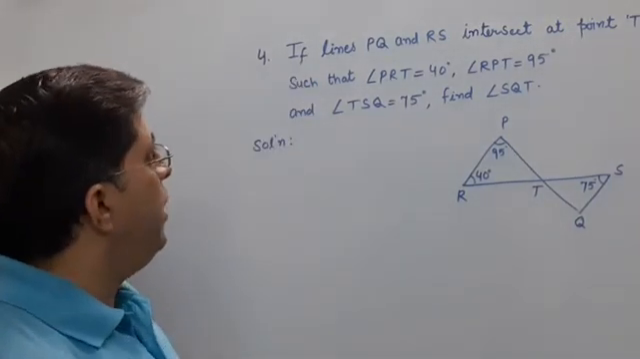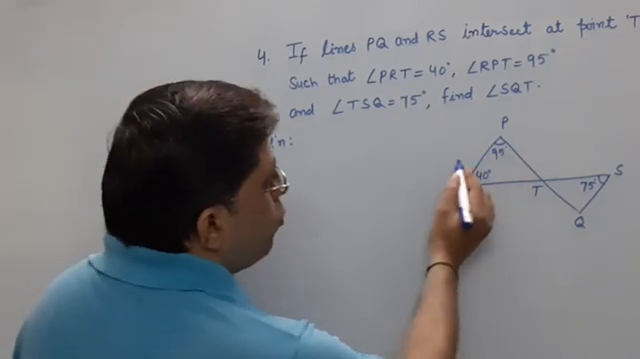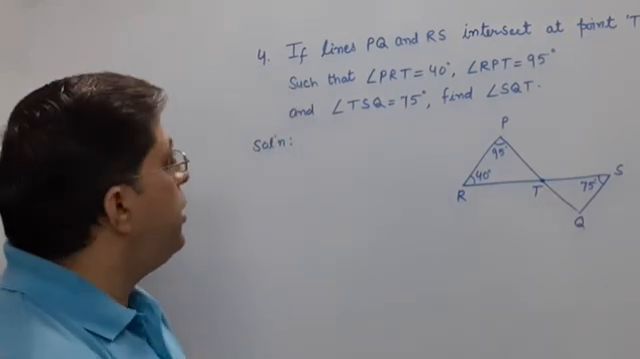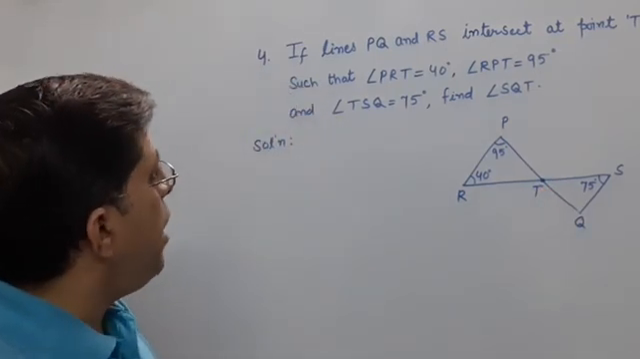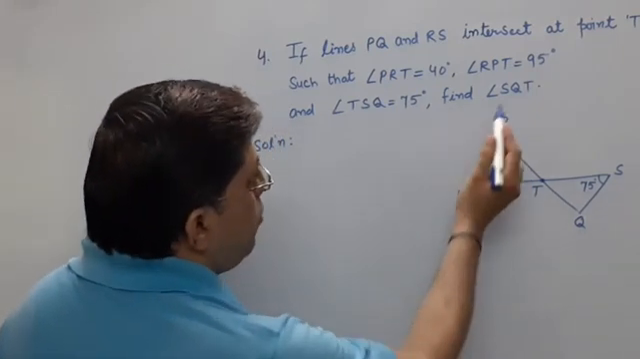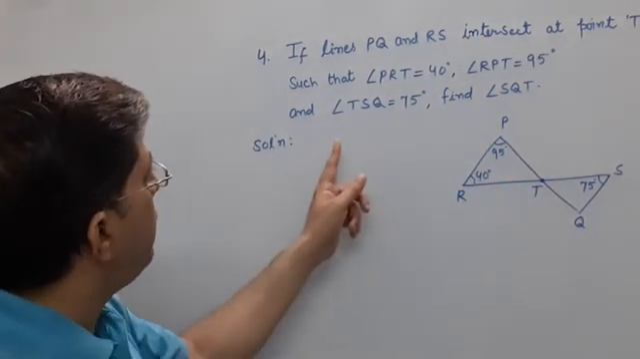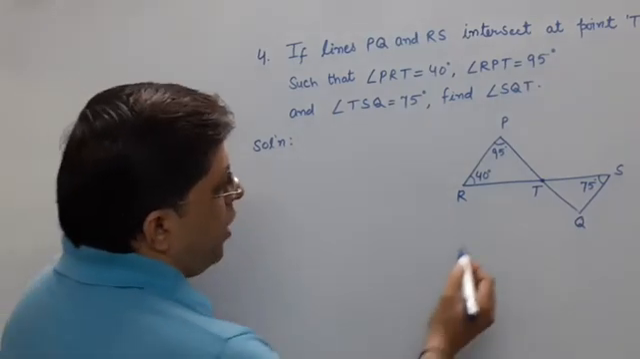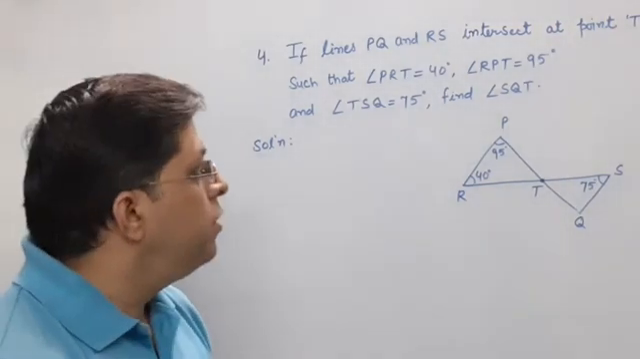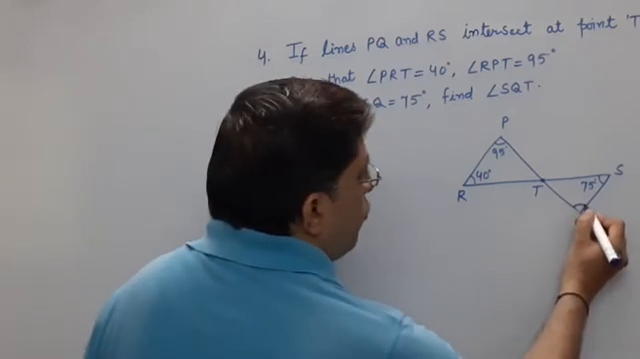If lines PQ and RS intersect at point T, such that angle PRT is 40 degrees, angle RPT is 95 degrees, and angle TSQ is 75 degrees, what you have to find is angle SQT.